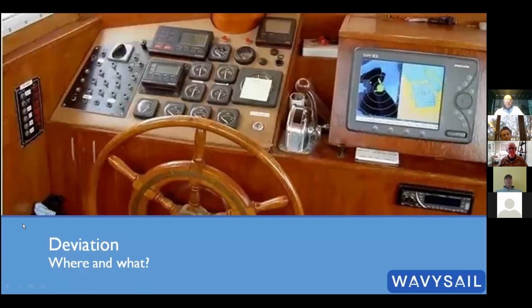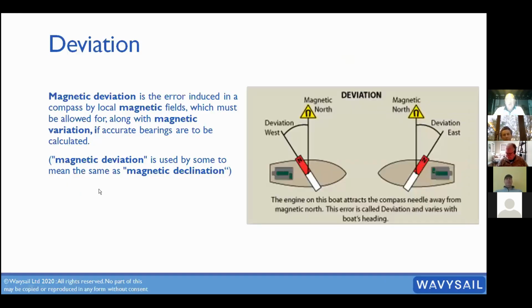Okay, so then what is deviation? Deviation. That's the magnetic deviation is an error incurred in a compass by a local magnetic field, which must be allowed for. So along with magnetic variation, of course that's still there, if accurate bearings are to be calculated. So if you want to accurately calculate or steer a boat on a compass, you need to work both variation and deviation.